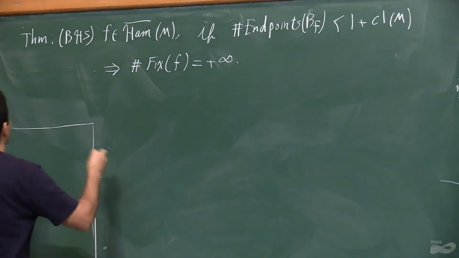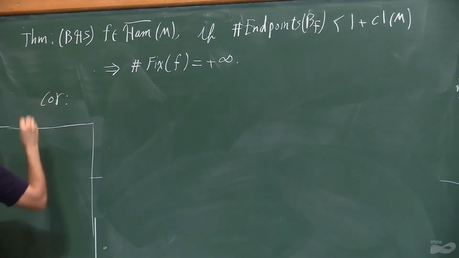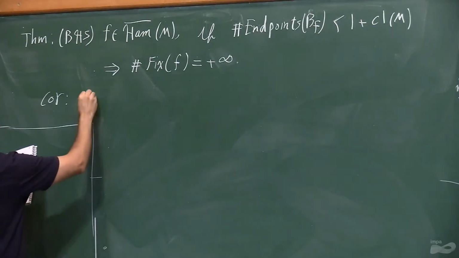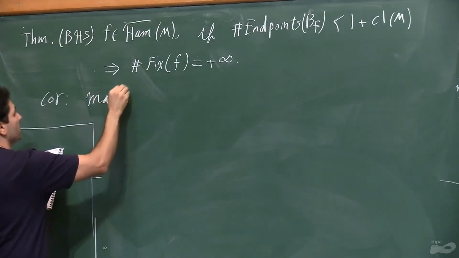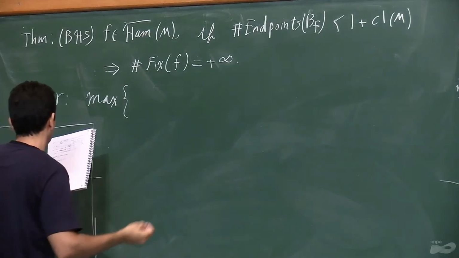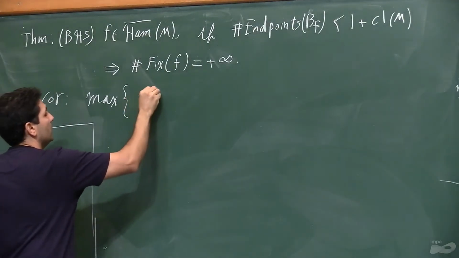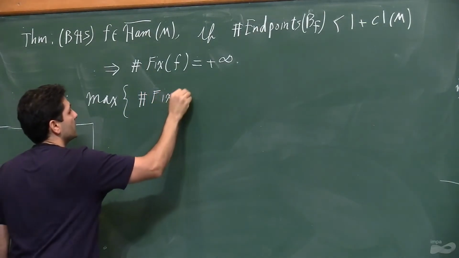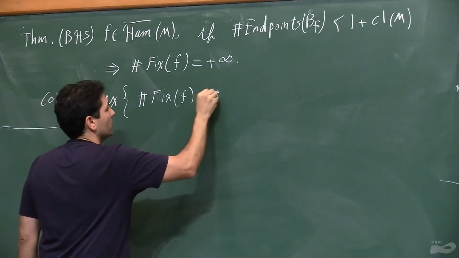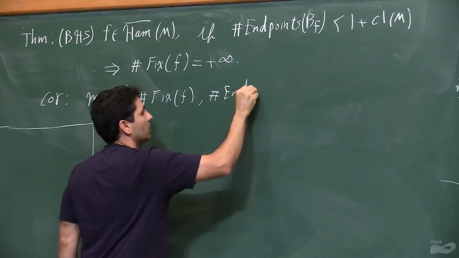And so, look, the corollary is this deformed version of the Arnold conjecture. You could cook up many statements, but for example, the following is true. If you take the maximum of the number of fixed points of F and the number of endpoints, then you cover the Arnold conjecture.